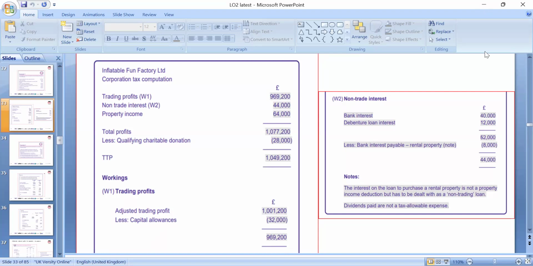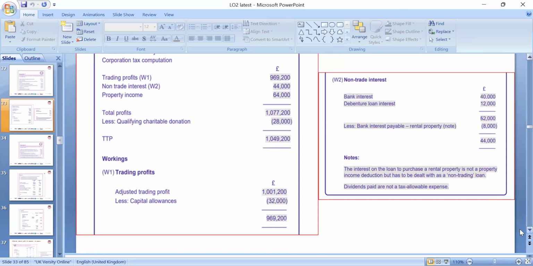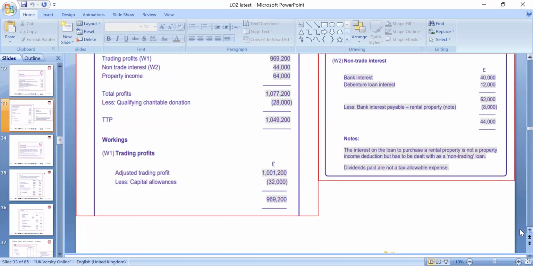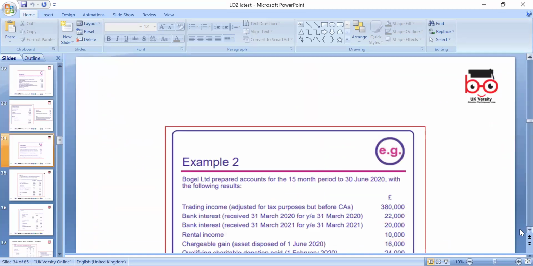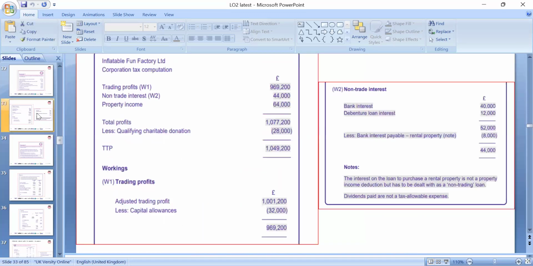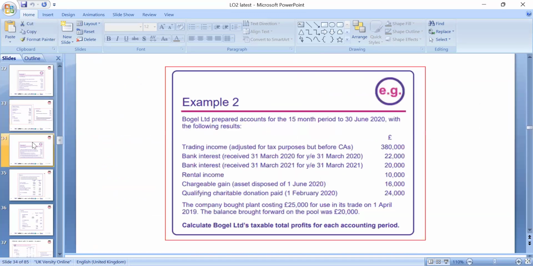So then we can look around non-trading interest: the bank interest, debentures and interest we have, that's 52, and less bank interest on rental properties, which we can look at, that's 8, and 44 is the total. And then we can add these for the calculation purposes. And then let's look around these, and that's what we need to do.